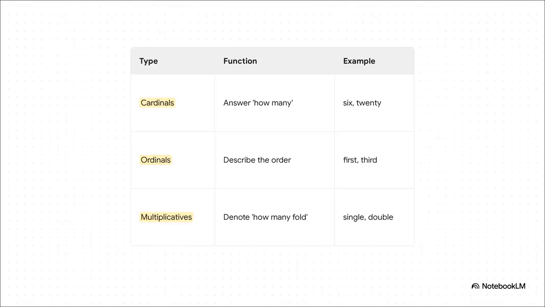So check this out. We've got 3 main ways to be precise. First, there are cardinals. These are your basic counting numbers. Then you have ordinals, which are all about putting things in order. And finally, multiplicatives, which tell you how many times or how many fold. Let's see them in action.